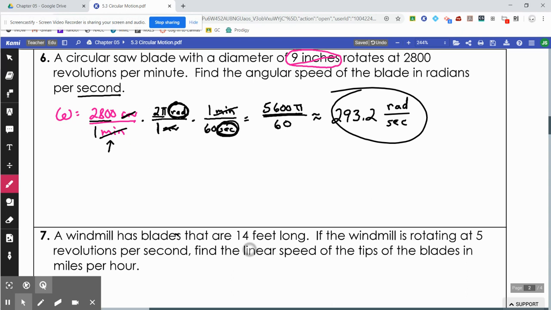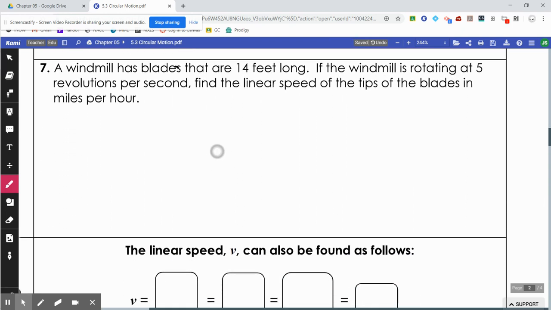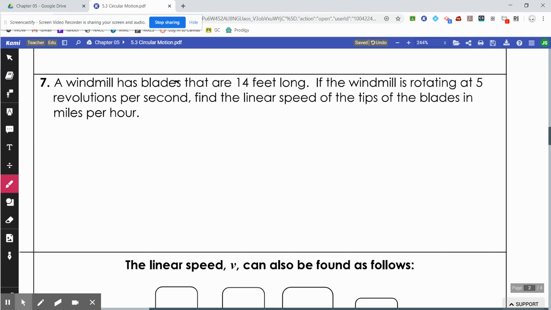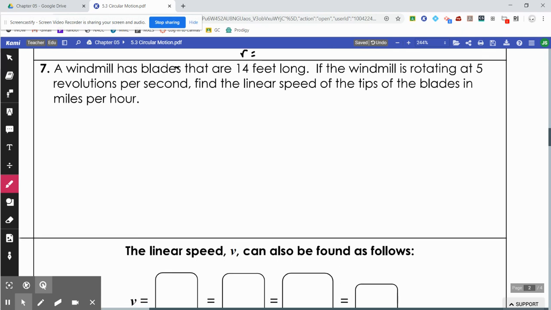That's your final answer. Number 7, a windmill has blades that are 14 feet long. So those blades being 14 feet long, that would be the radius of your windmill. The windmill is rotating at 5 revolutions per second, so that would be your angular velocity. The angle is changing at 5 revolutions every 1 second. Find the linear speed of the tips of the blades in miles per hour.